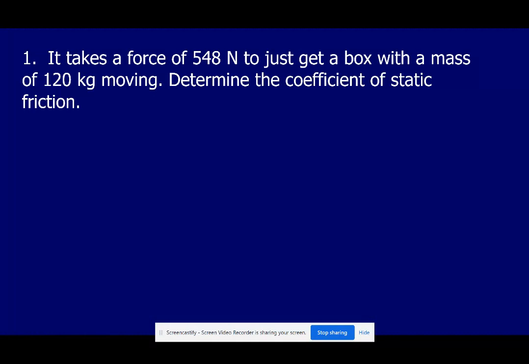So here's a couple of examples. It takes a force of 548 newtons just to get a box with a mass of 128 kilograms moving. Determine the coefficient of static friction. So let me draw that box, and I'm going to write 120 kilograms in there. It says it takes a force of 548 newtons to get it going. We've got some gravity here. We've got a normal force here.